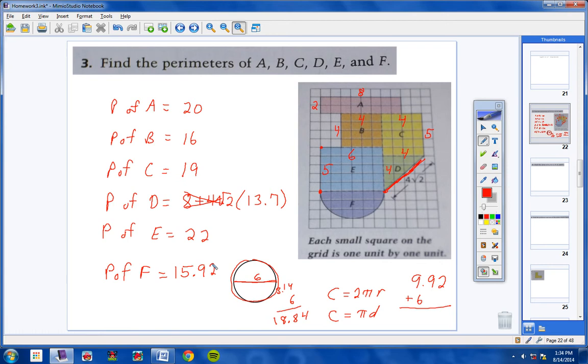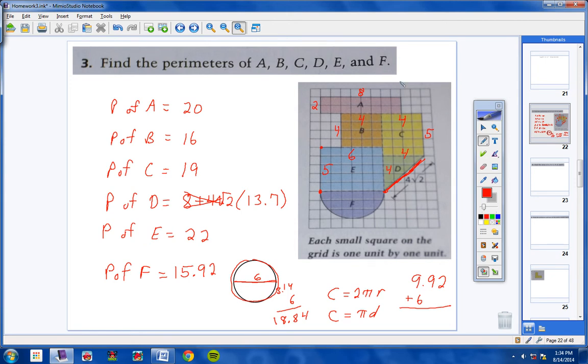This is a homework help video, and sometimes on a homework help video you might have to back this up again and listen to it again. So if you need to do that to understand the perimeter of F, then please feel free to do that. But this is how you would find the perimeter of these 6 figures.